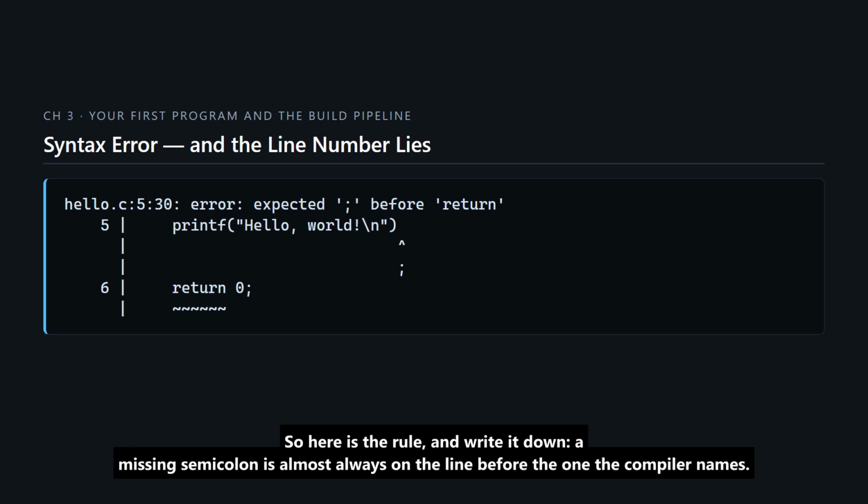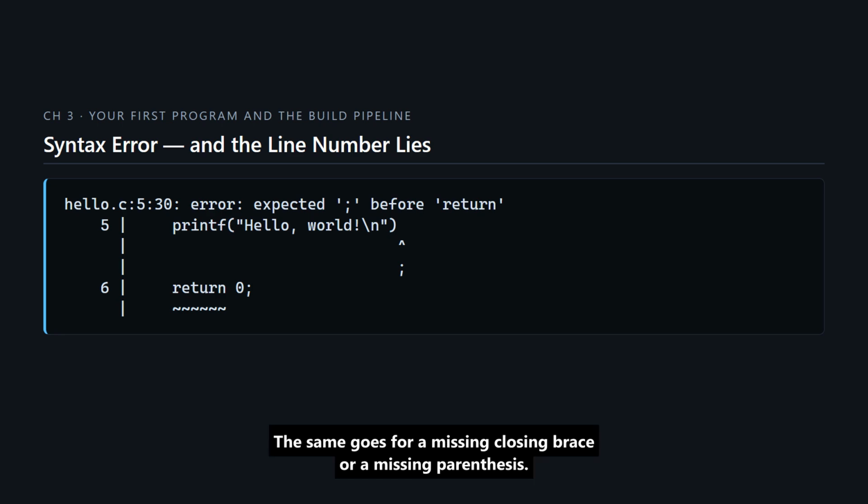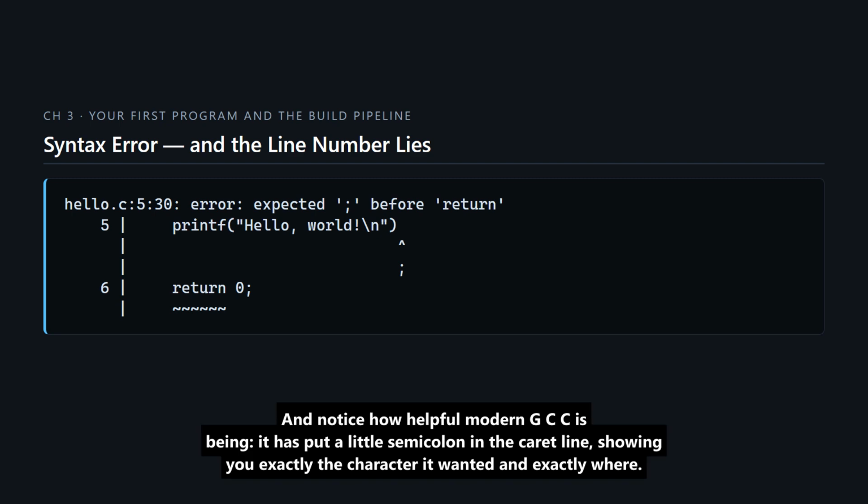So here is the rule, and write it down: a missing semicolon is almost always on the line before the one the compiler names. The same goes for a missing closing brace or a missing parenthesis. When a syntax error makes no sense on the line you are pointed at, look up one line. And notice how helpful modern GCC is being. It has put a little semicolon in the caret line, showing you exactly the character it wanted and exactly where.